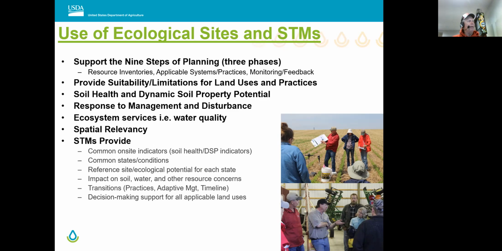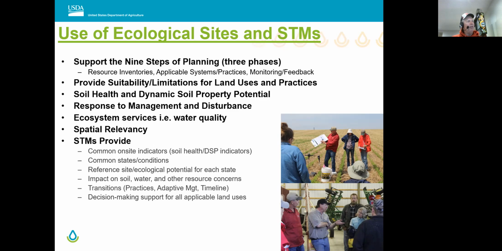Water quality impacts. They're spatially relevant, similar to management zones that are set up for nutrient management planning, as an example. State and transition models provide common on-site indicators for each state that you may be able to find within each land use. These are common conditions that you would expect to find, if I was a planner, that are associated with different management systems. There is a reference site or ecological potential for each one of those states.